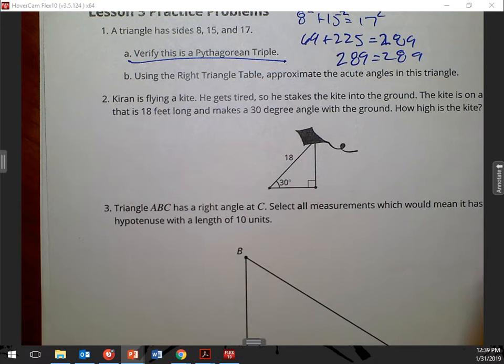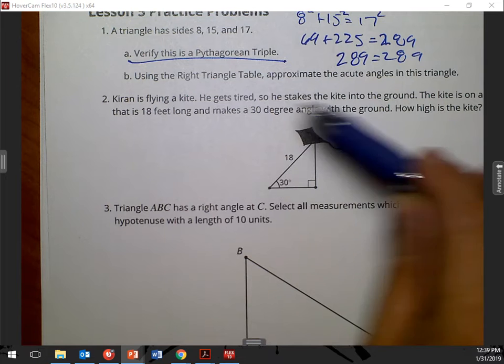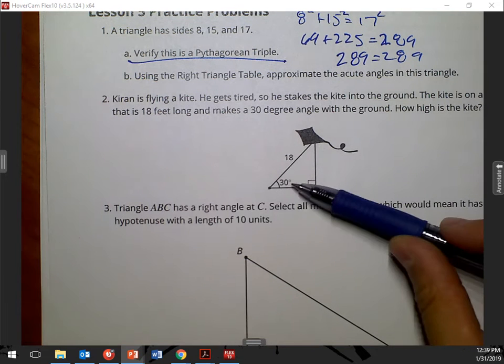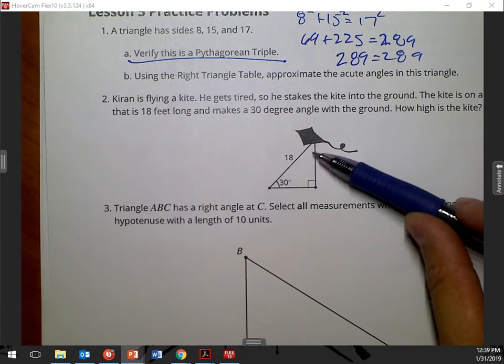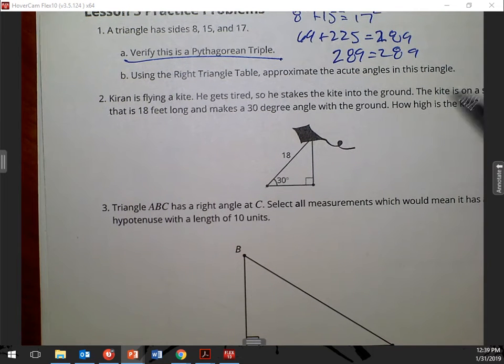Alright, so again, here's a kite flying one, just like we did with the warm-up. Now, this one should be easy. If that's 30 there, that is 30. 60. Oh yeah, 60.